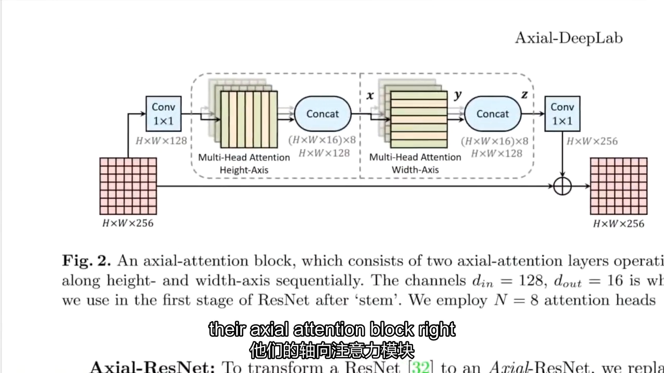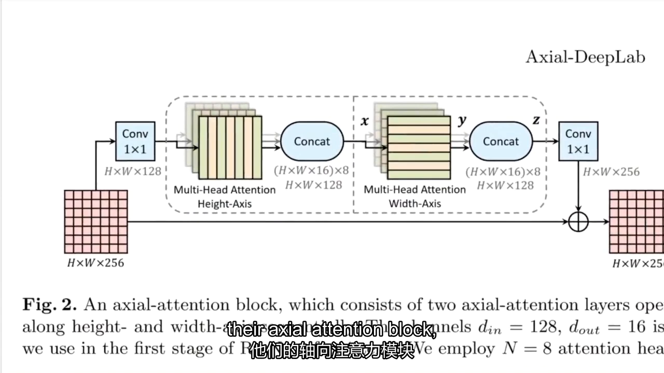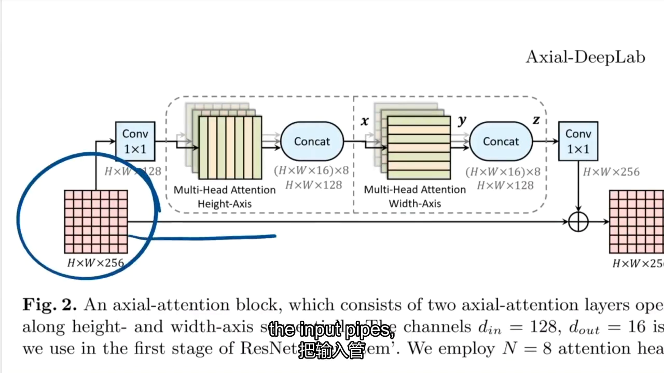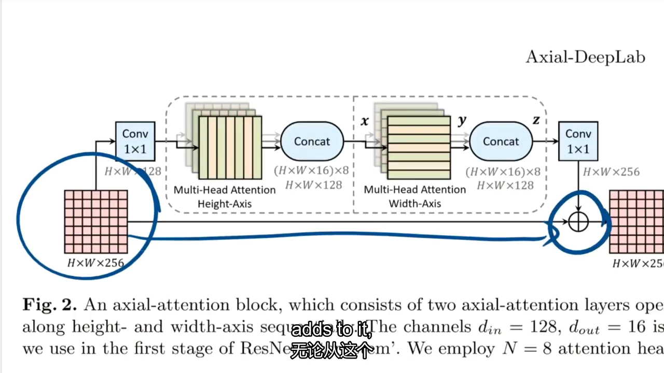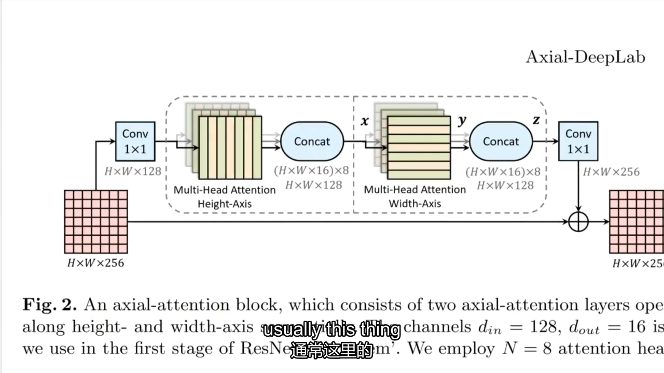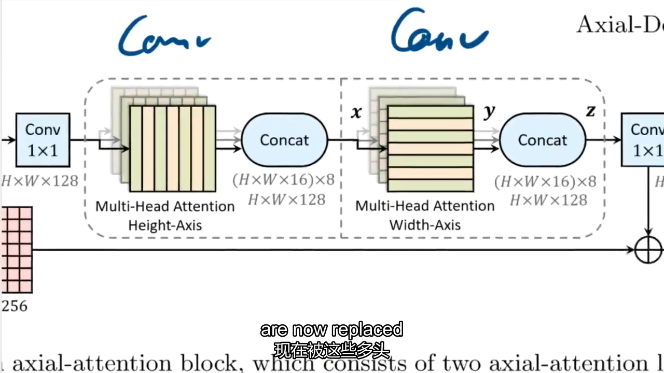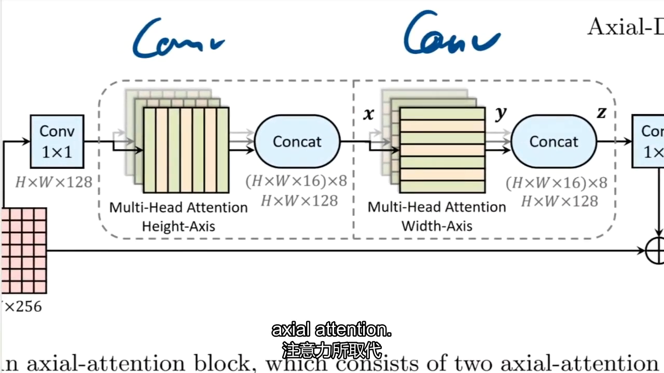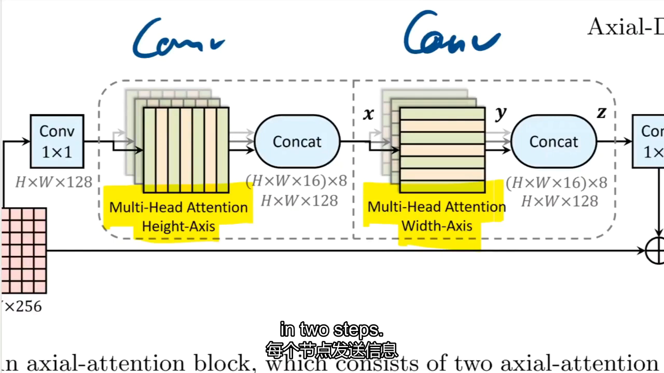So you see their axial attention block right here. Their axial attention block replaces the ResNet block. So if you know ResNet, I've done a paper on ResNet. ResNet basically takes the input, pipes it through straight, and adds to it whatever comes out of this operation. Okay, that's a residual block. Now, usually this thing here would be convolutions and convolutions, and they are now replaced by these multi-head axial attention. You can see there is a multi-head attention in the height, and there is a multi-head attention in the width. And that gives us the property that every node can send around information to every other node in 2 steps.